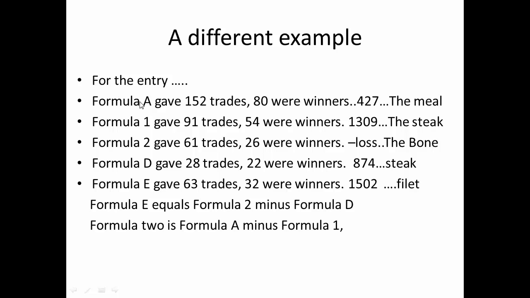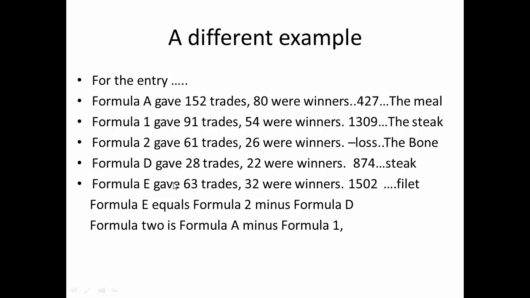What we found was that inside Formula A, we could break it down into 2 different signals. Okay, and we found that this here was the bone, and this was 61 trades and 26 of which were winners, but in the long run, it really lost money. And so figure, it loses a lot. Well, that's bone. We really don't want to eat a bunch of bone. So what we can do is take this system here, Formula A, and take away Formula 2 trades, and we wind up with Formula 1. And get 1309. That's pretty good steak.